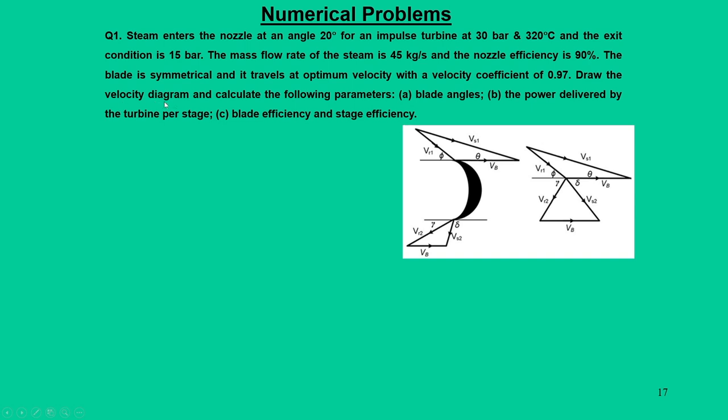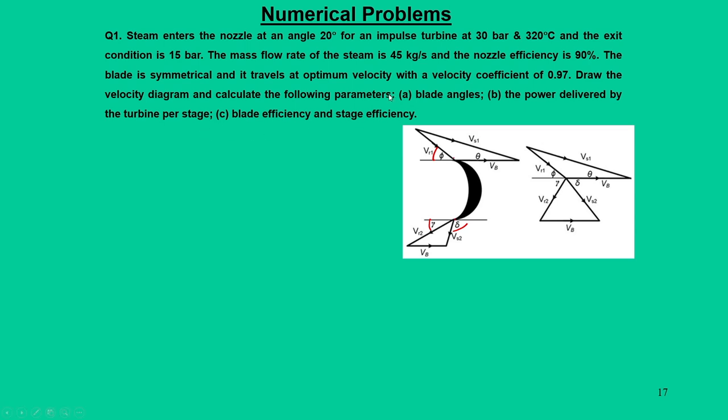So, we need to draw the velocity diagram first. Now, after drawing this velocity diagram, we have to calculate the following parameters like blade angles, I mean the tip angles of the blades. They are the angles gamma, delta and phi. Then the power delivered by the turbine per stage, and the blade efficiency and stage efficiency.